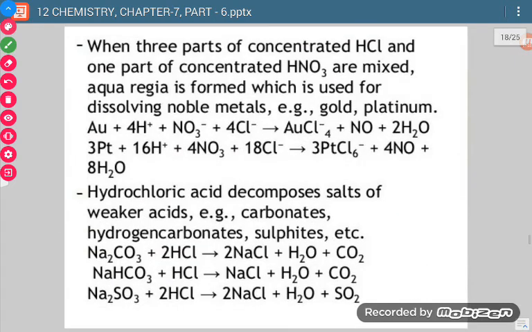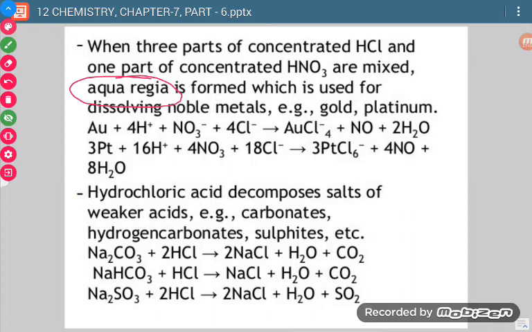Now, when we take 3 parts of concentrated HCl and 1 part of concentrated nitric acid, that mixture is known as aqua regia, and that mixture is highly reactive. It can dissolve even noble metals like gold, platinum or silver.